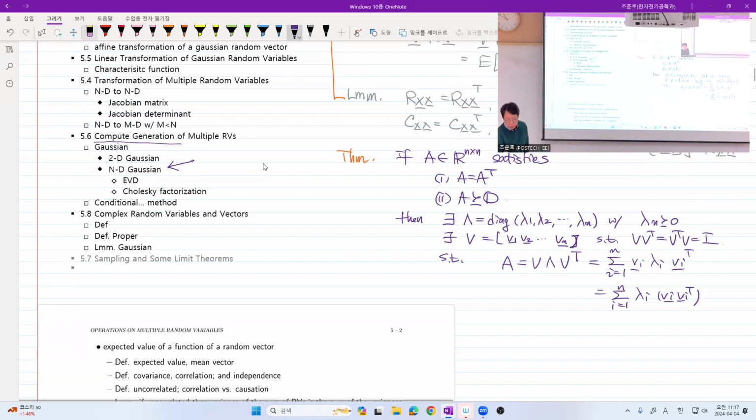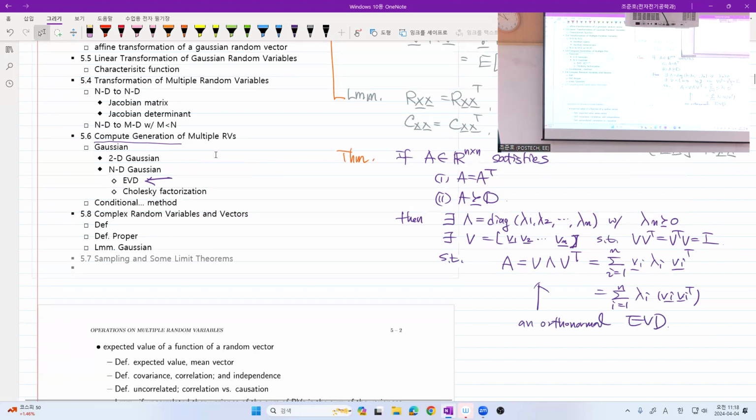Here, as you see, we need a technique that relies on eigenvalue decomposition. This is what? This is an orthonormal eigenvalue decomposition of A. Got it?